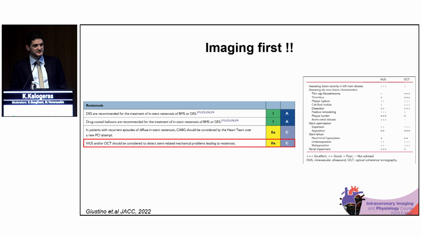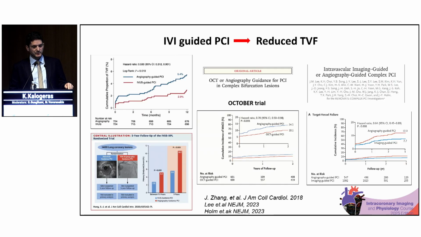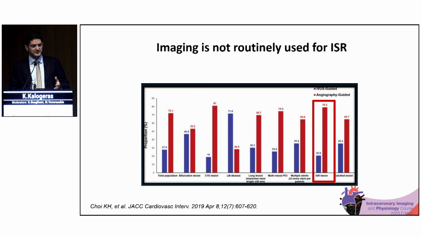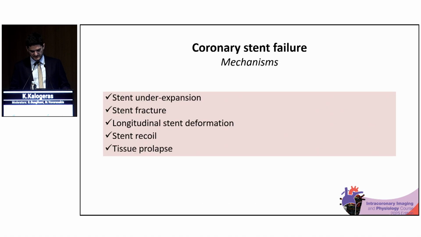This is the most important, and this also comes from the guidelines. It's a recommendation 2A that we should use imaging, either OCT or IVUS, and each of these modalities has its pros and cons depending on the case we have on the table. We have many data from clinical trials regarding intravascular imaging and the favorable outcomes. However, there is no randomized trial about intravascular imaging particularly for in-stent restenosis. We talk about it a lot and we take it for granted. However, only 20% of in-stent restenosis cases are investigated with imaging.